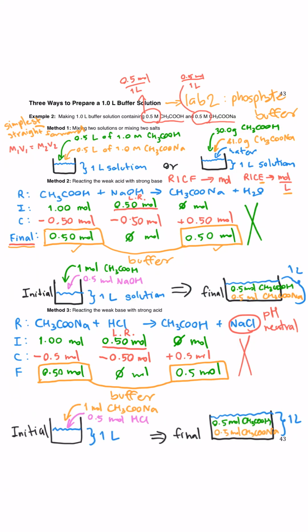For method 3, in the lab, we can obtain a beaker and add 1 mole of sodium acetate and add 0.5 mole of hydrochloric acid. Make sure that the overall solution is 1 liter. So if it's not 1 liter, we just add more water to make it 1 liter. And after these two species react or neutralize with each other, at the end, we are going to end up with 0.5 mole of acetic acid and 0.5 mole of sodium acetate in 1 liter of the solution, similar to what we see from the RICF table.